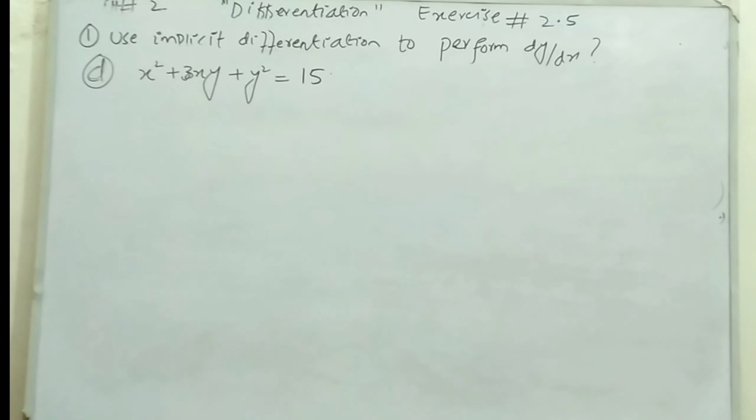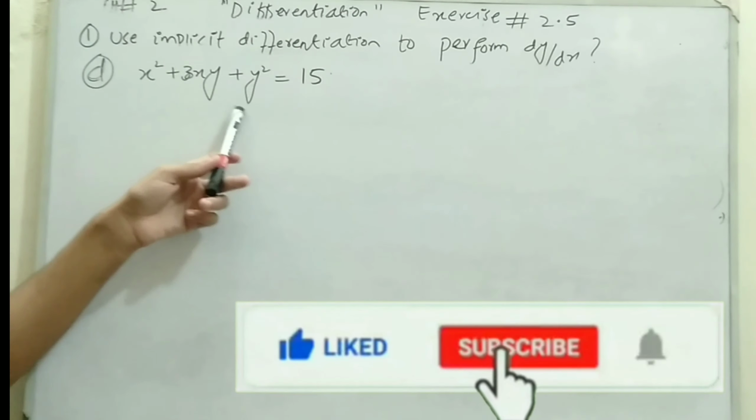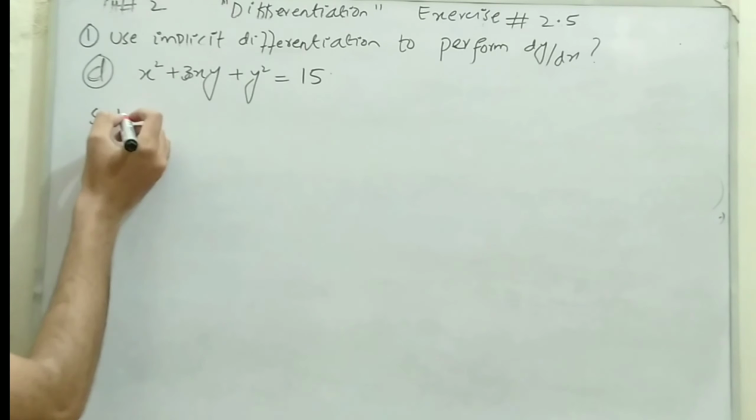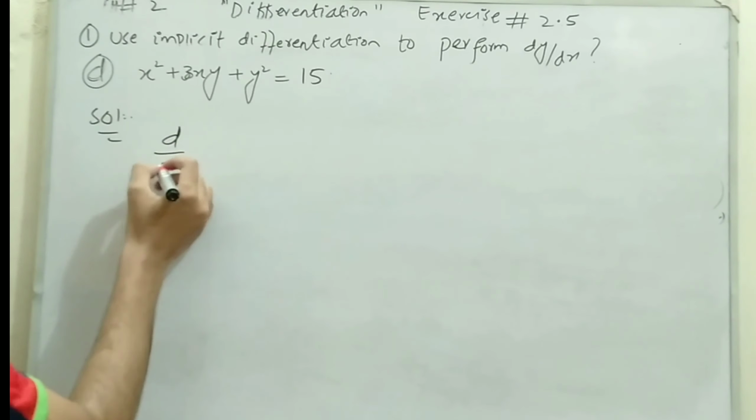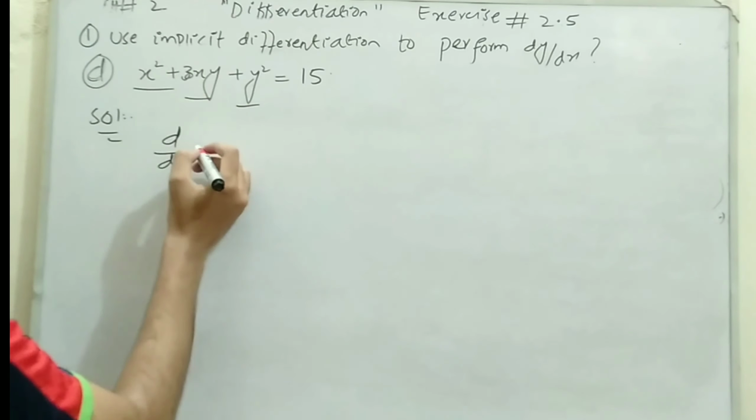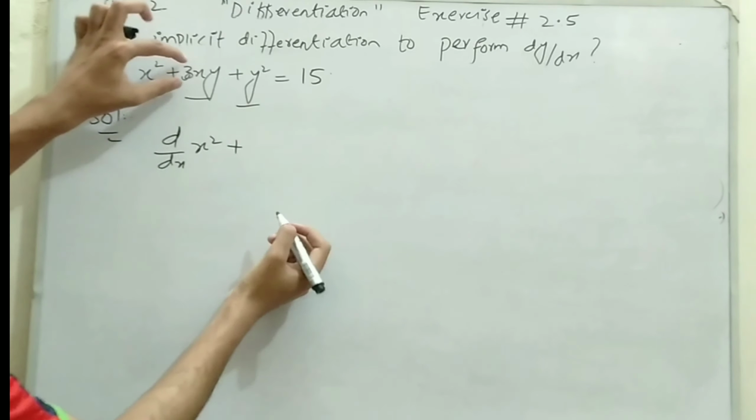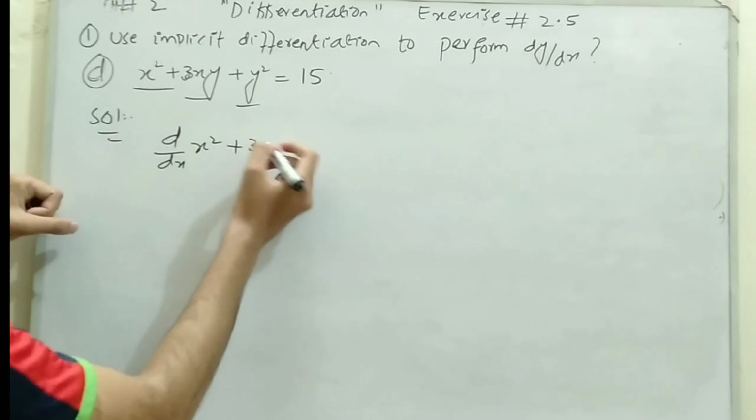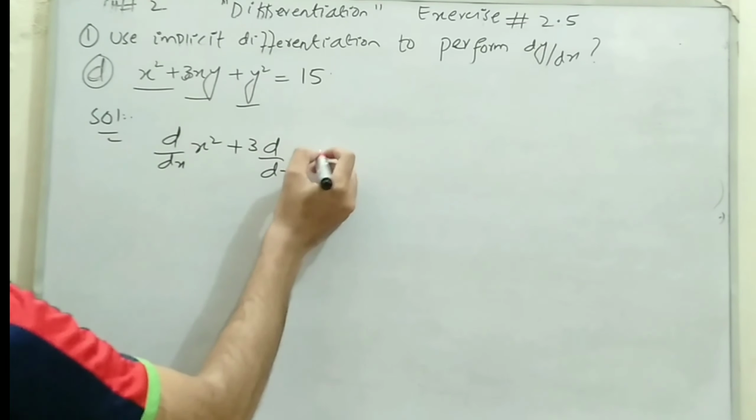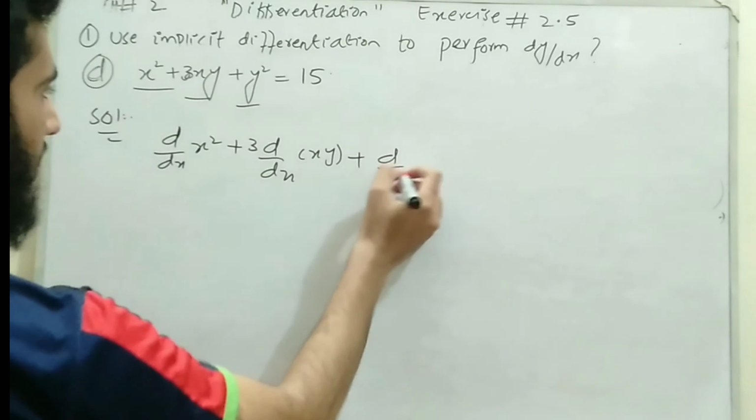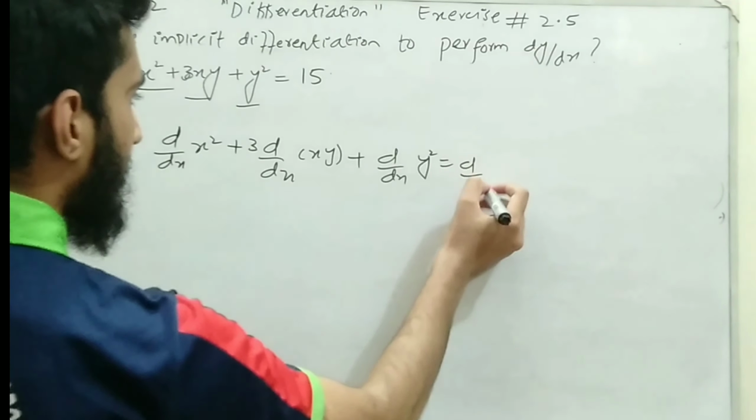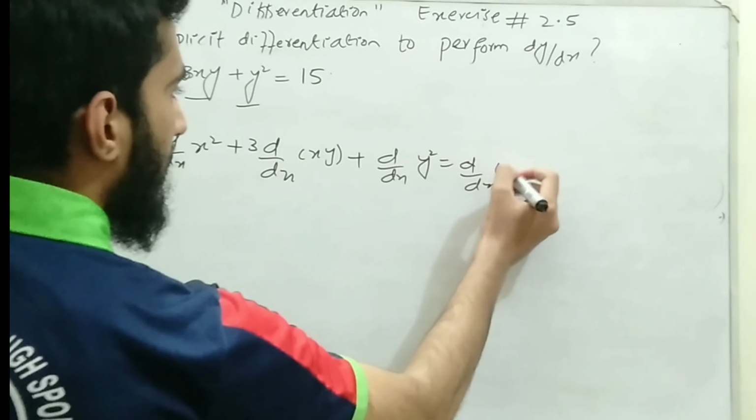Now move to part number B. x square plus 3xy plus y square is equal to 15. Find the derivative. So move towards the solution. Taking the derivative d by dx on both sides. So take d by dx on these terms separately. So d by dx of x square plus, over here 3 is a constant, so take it out common. We are taking the derivative on xy. So d by dx of xy plus d by dx of this variable y square will be equal to d by dx of 15.